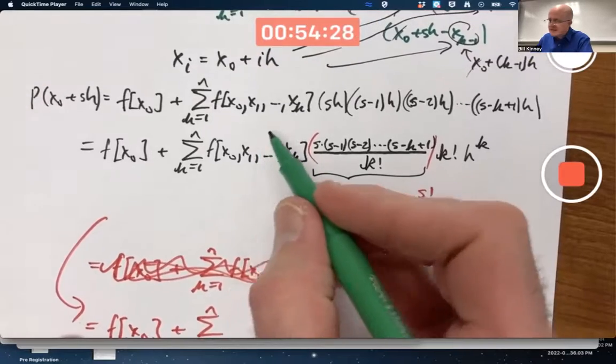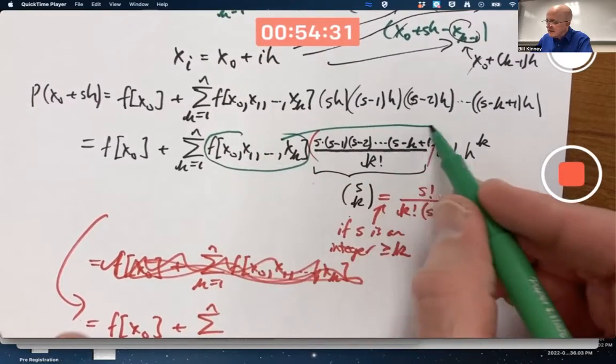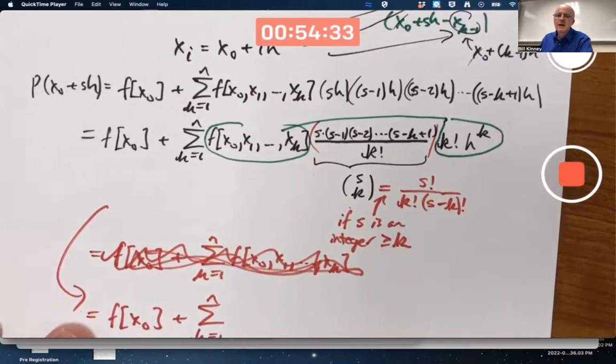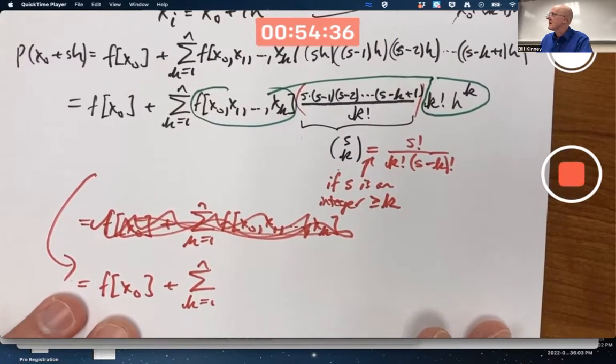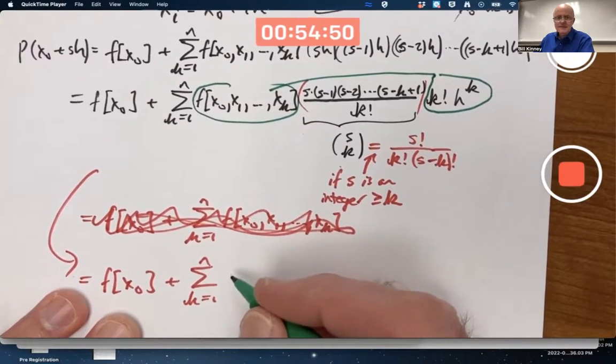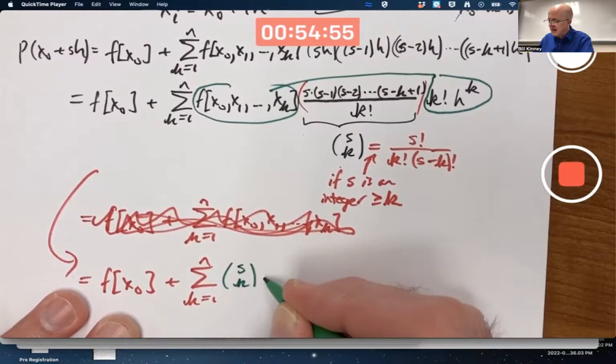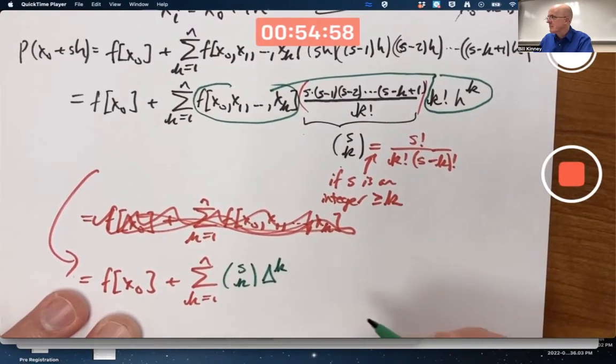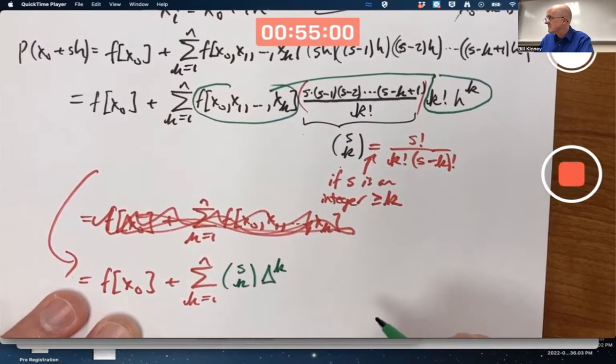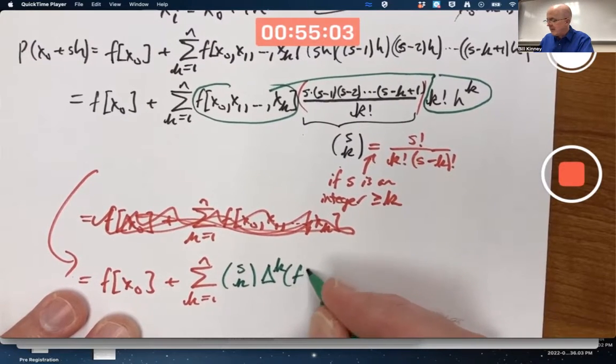It turns out that these divided differences times these things are values of the forward difference operator applied higher and higher powers to f of x0. You can write the summation as the summation of s choose k times delta to the k power, which means apply the forward difference operator k times, to f of x0.